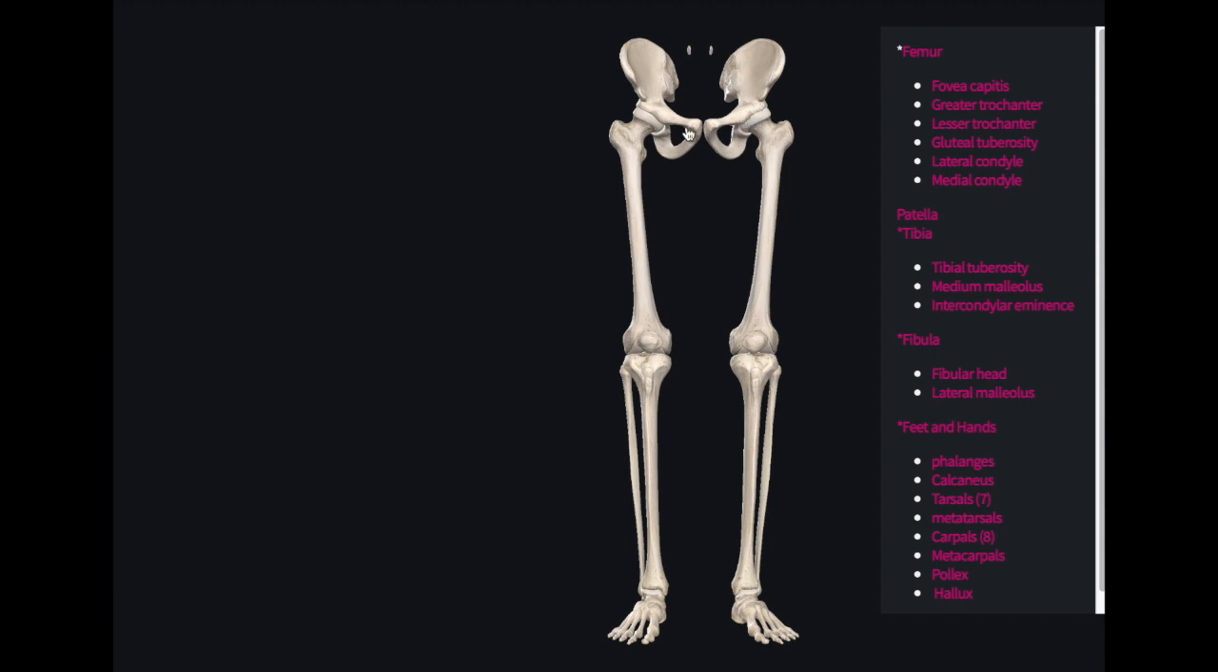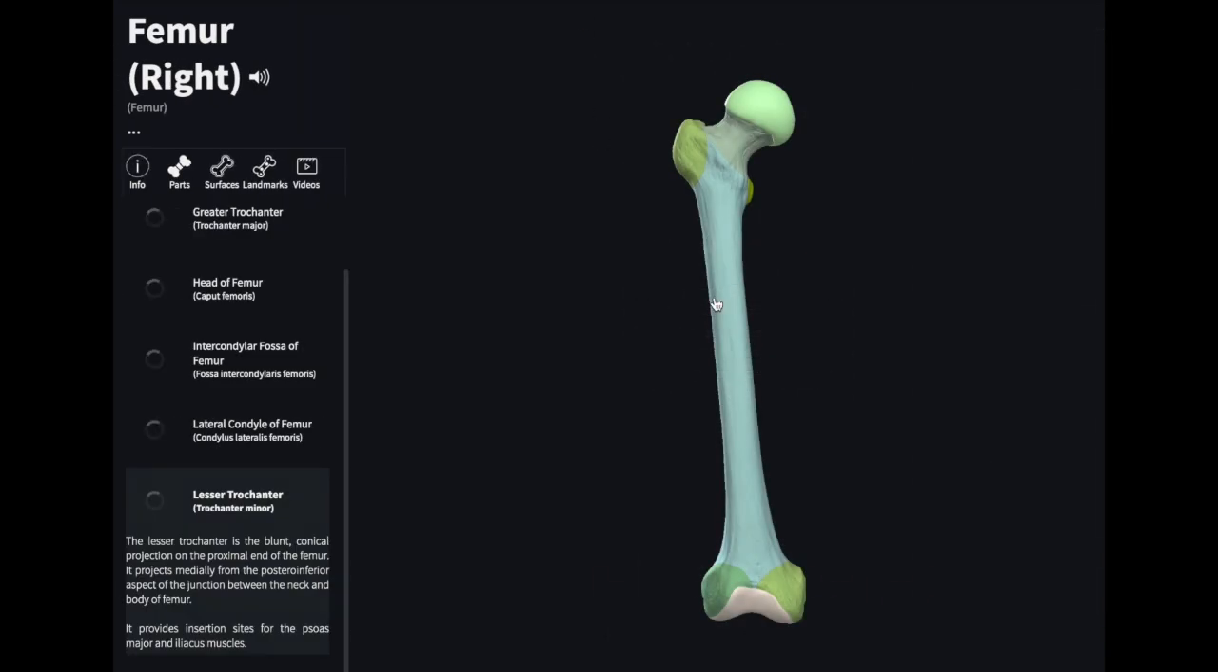Okay, the inferior appendicular skeleton includes the pectoral girdle, left and right femur, left and right tibia, left and right fibula, as well as the feet and the bones that include the feet. Because I've discussed the pectoral girdle in a previous lesson, we're going to jump right to the femur.